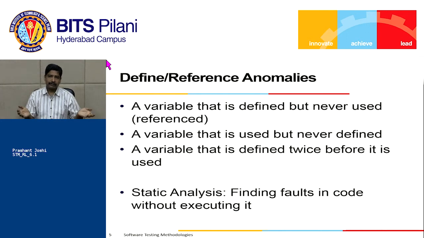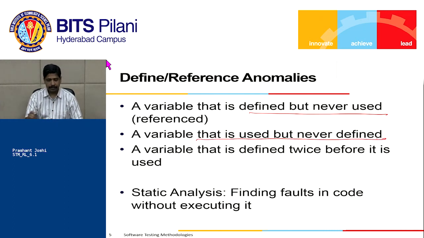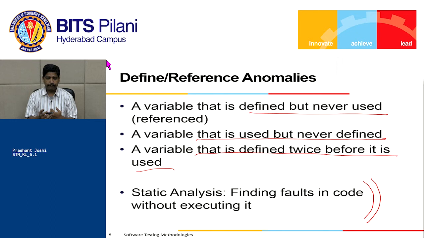So when we test, we look for problems. What problems are we expecting? A couple of problems that we'll expect: a variable that is defined but never used. A variable that is used but never defined. A variable that is defined twice before it is used. Generally, compilers take care of this. And then we could look at finding faults in code without executing it. That's the static analysis piece that we can look at.